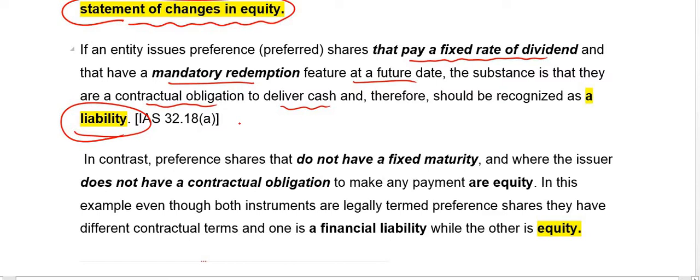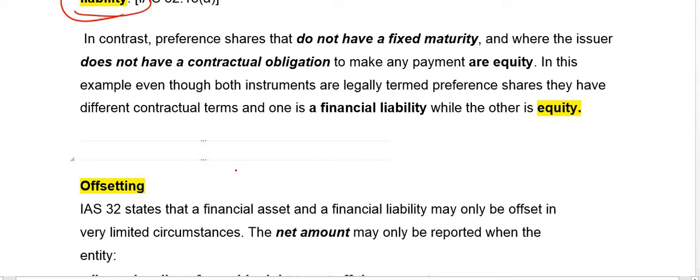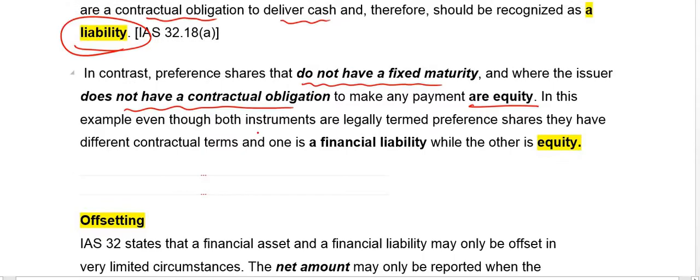The second thing, when the preference share is classified as equity: when you don't have a fixed maturity, meaning there is no mandatory redemption, the issuer doesn't have a contractual obligation to pay money at a future time. It's not mandatory, so there's no contractual obligation to make any payment, and it is classified as equity. For such preference shares, the dividend paid will be charged to the statement of changes in equity.